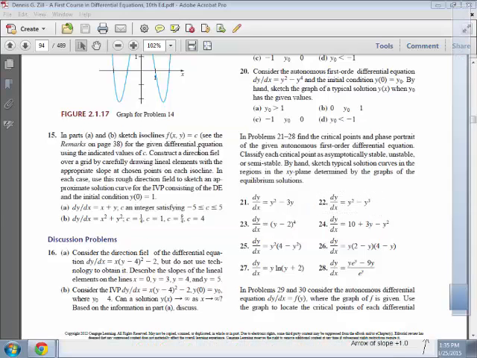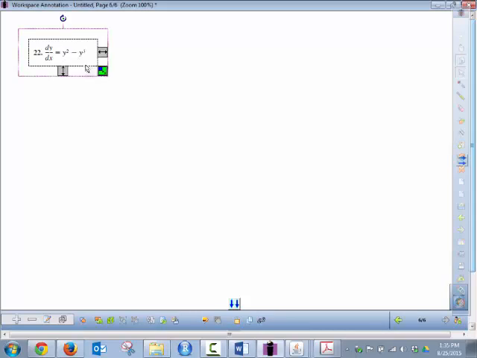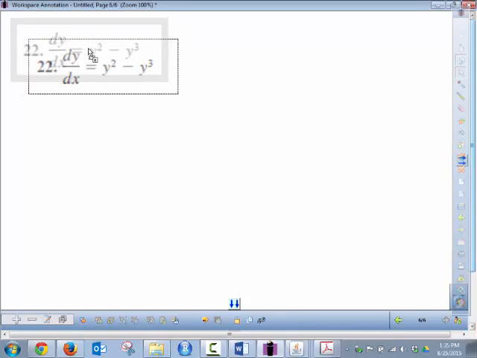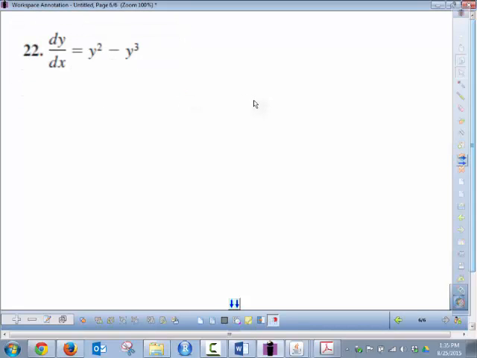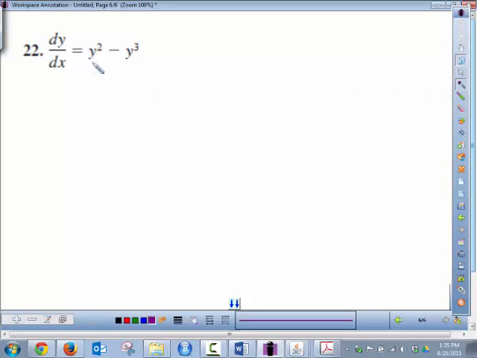So we have dy dx is equal to y squared minus y to the third. That's your differential equation. You can do the plot if you want, but I'm not going to do that anymore. Let's just go ahead and figure this out analytically, and then maybe confirm with a plot.